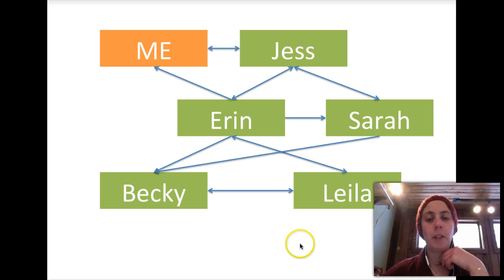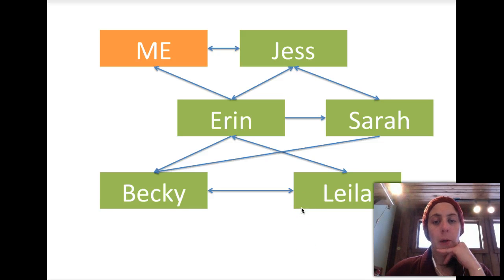Erin is very close with Leela, and it's a two-way conversation between them, but Becky can tend to be fairly inactive, so it's generally a one-way conversation. Erin tells Becky what to do.